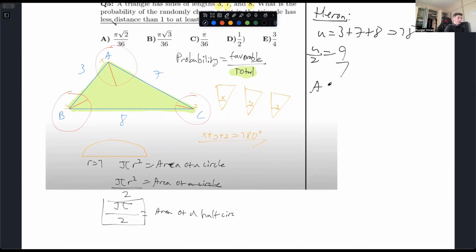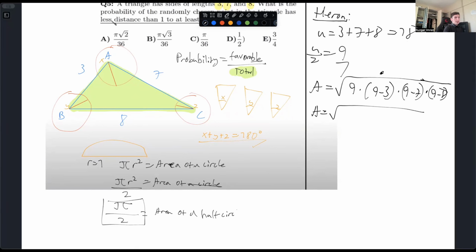So the area of a triangle would be the square root of 9 times 9 minus 3 times 9 minus 7 times 9 minus 8. If you don't know the formula, you can look for the proofs and then come back to our video and watch it again. So what we get here is, this part is 6, this is 2, this is 1. So it's equal to 108, which comes out as 6 root 3.